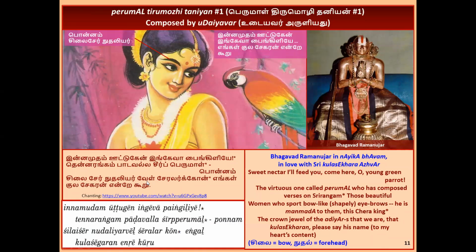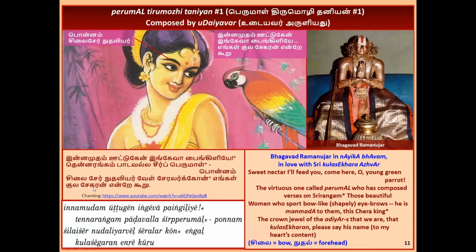For all of them he is a veil. Veil refers to Manmada here. And Chera Kon, he is the king of the Cheras. He is the Chera king. Engal kulasEkharan endre kuru. See here there's a pun on the word kulasEkharan. kulasEkharan is his name. Kulam means our community.